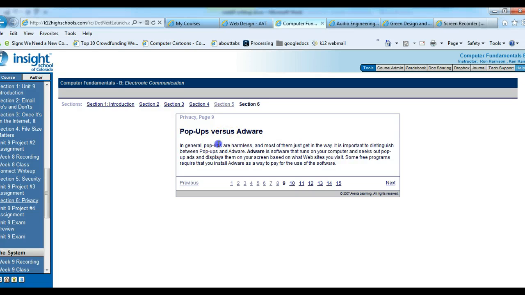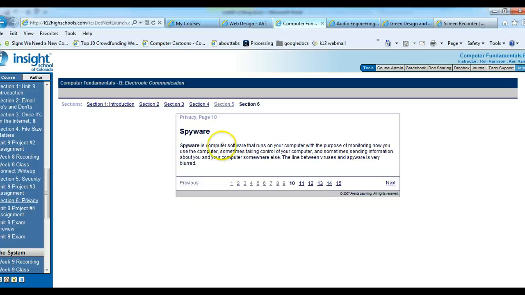So pop-ups are usually harmless, but they're annoying, right? But then there's adware, and adware is software that runs on your computer and puts pop-up ads on your computer based on, like, places you're searching and things like that.